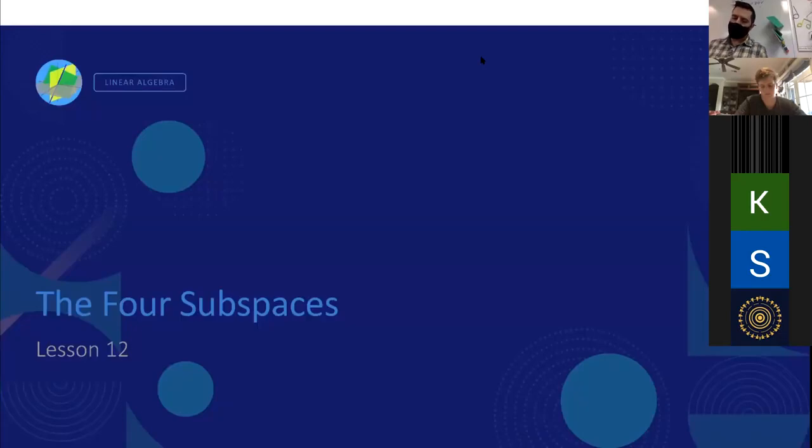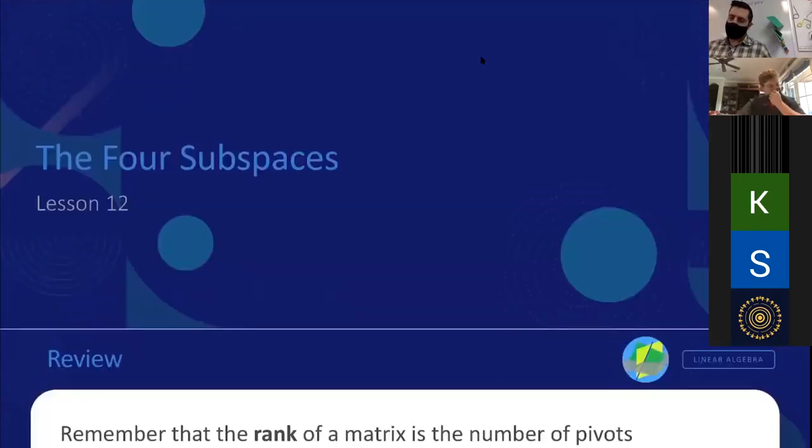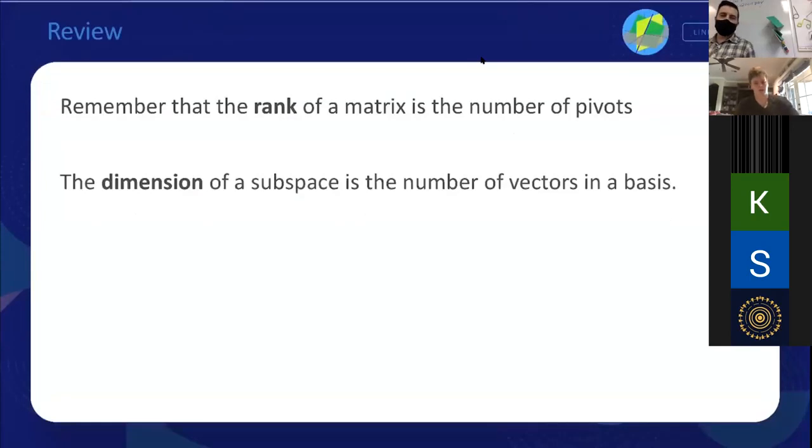Today we're looking at what are called the 4 subspaces of linear algebra. A couple things we're going to need for these 4 subspaces is to review a couple of words. Rank is just number of pivots. So when we talk about the rank of a matrix, it's just the number of pivots. So if we do elimination, we can count those. Dimension is the number of vectors in a basis. And we talked about basis, I think in the last lesson.